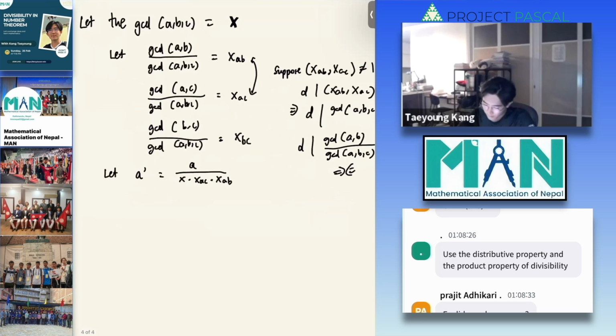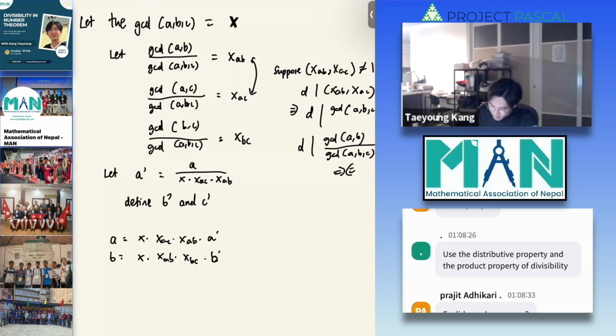So we let A prime be equal to this and define B prime and C prime similarly. So A equals x times x_AC times x_AB times A prime. B equals x times x_AB times x_BC times B prime. C equals x times x_BC times x_AC times C prime.